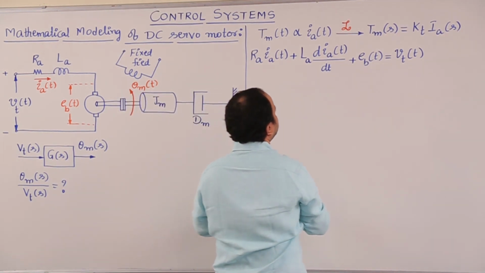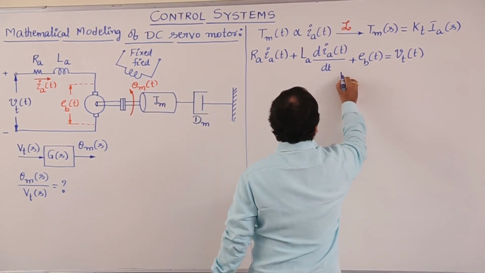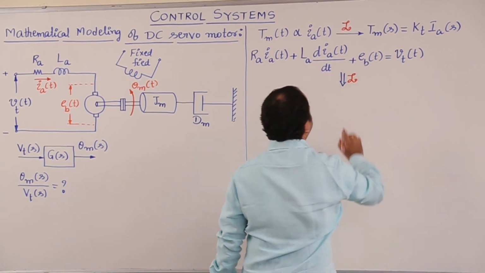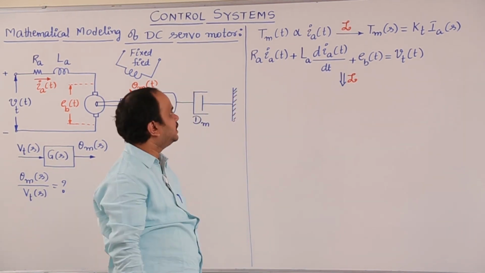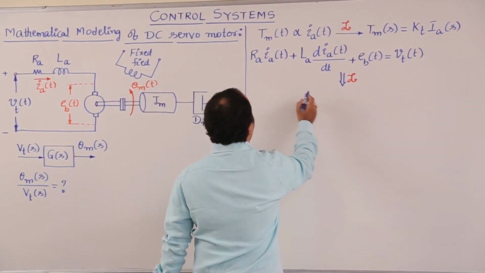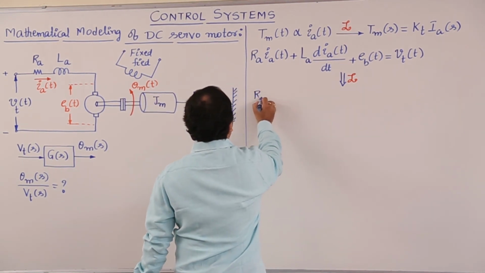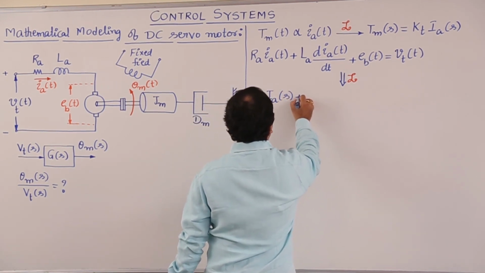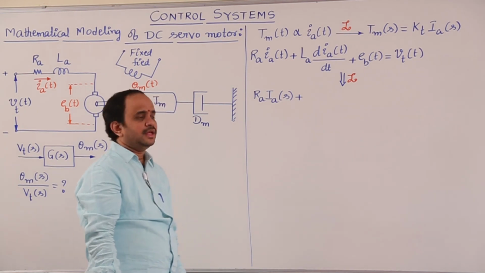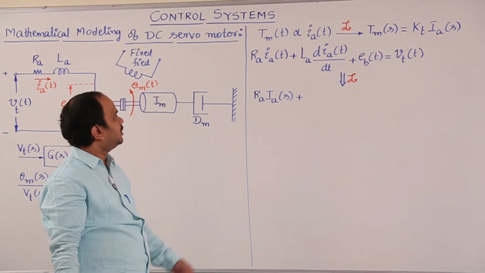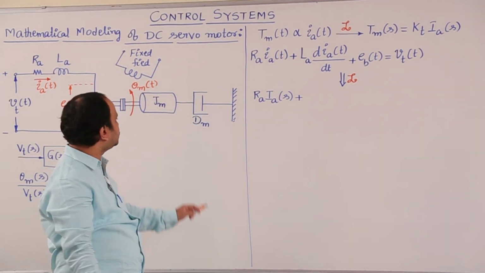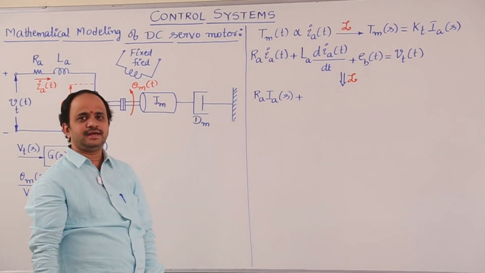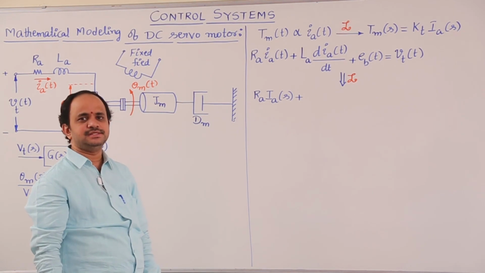Now for this equation, let us convert into S domain by applying Laplace transform. Then what we will get, Ra multiplied with Ia of S. Now here we are trying to find out the transfer function of this arrangement. Therefore, we can consider the initial conditions to be 0.